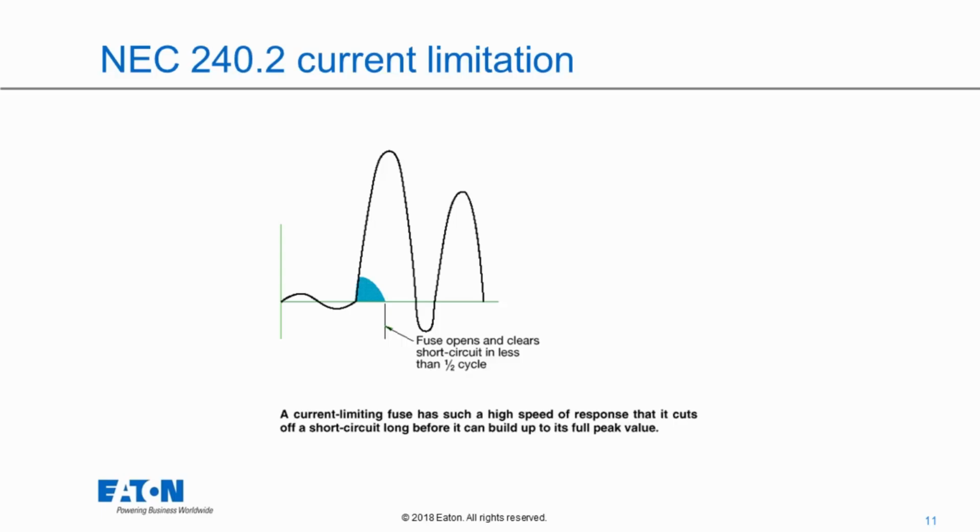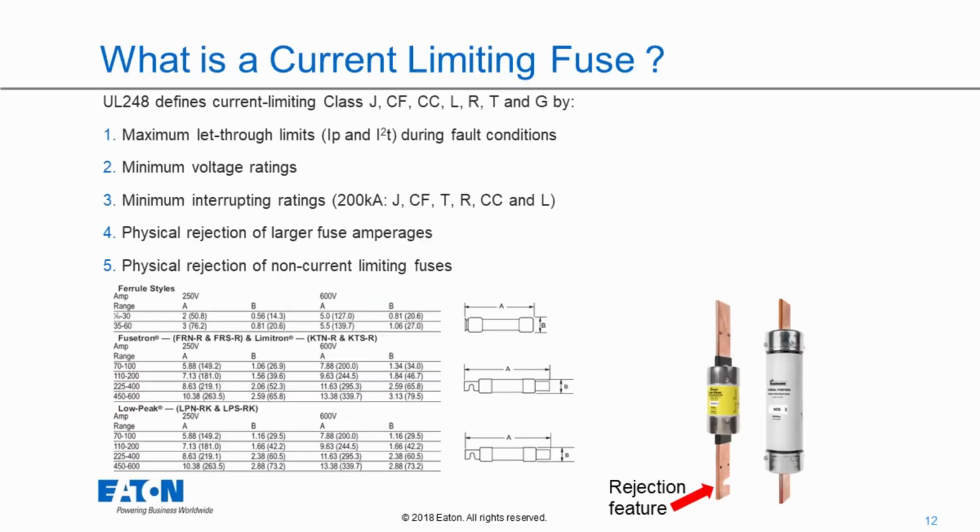So what does that mean to you, and what does it mean to the world out there in the fuse world? Well, when we look at what a current limiting fuse is, UL defines current limiting classes of fuses. So we've got a Class J, Class CF, Class CC, L, R, T, and G. When we're looking at these classes of fuses, UL says we're going to have a maximum let-through limit during fault conditions. So depending on which fuse you have, we're going to limit how much gets through.